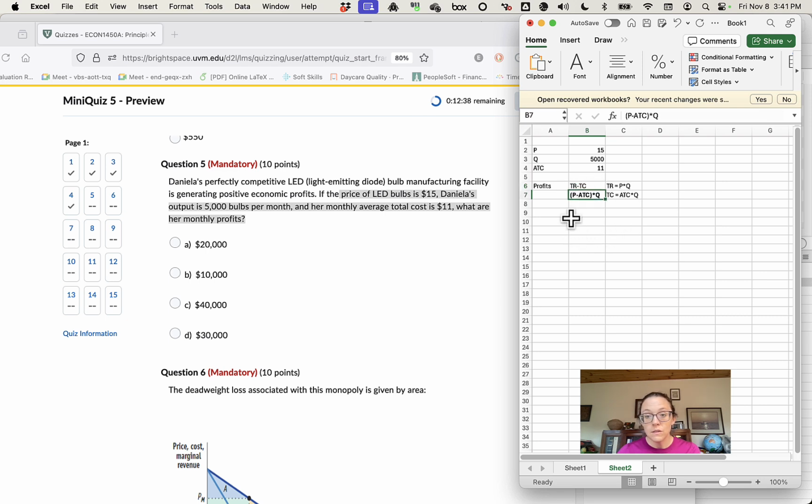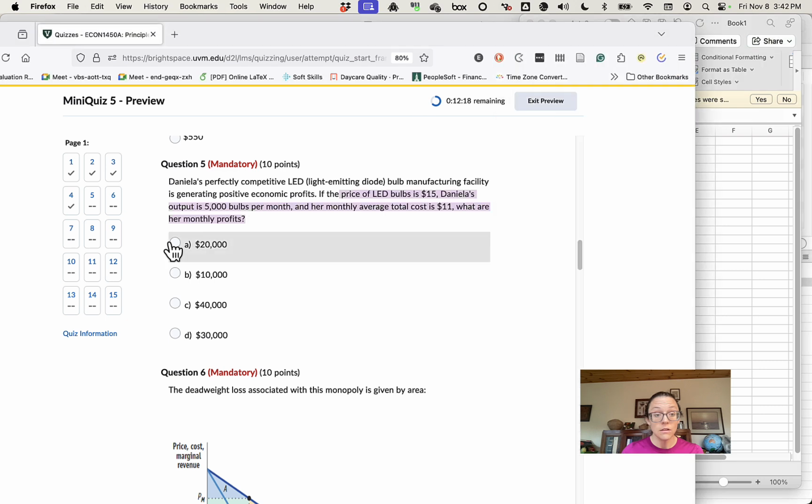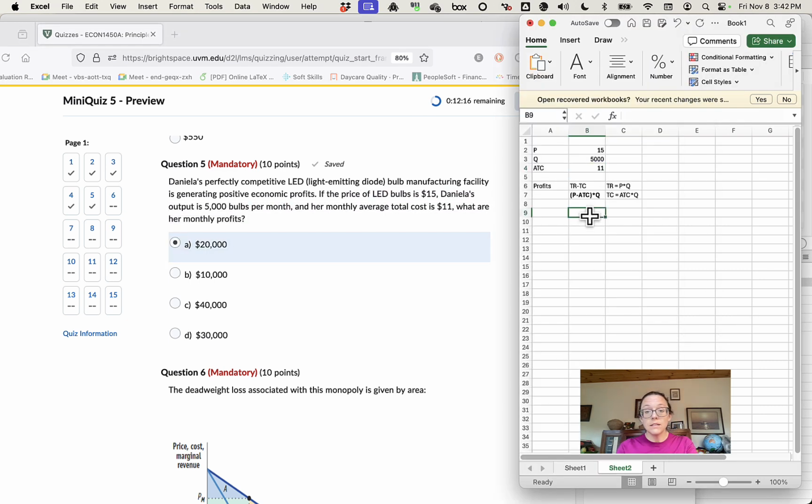So if we start with this, what this tells us is we need to take the difference between price and ATC, which means that she has an average profit of $4 per bulb. She sells them for 15, her ATC is 11, so she gets 4 per bulb. And then she sells 5,000 bulbs. So 5,000 times 4 is going to be 20,000. Or if we're doing this here, we can say we're going to take 15 minus 11, and we're going to multiply it by 5,000, and that will get us $20,000.